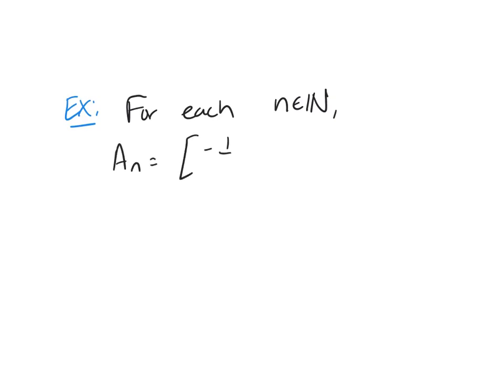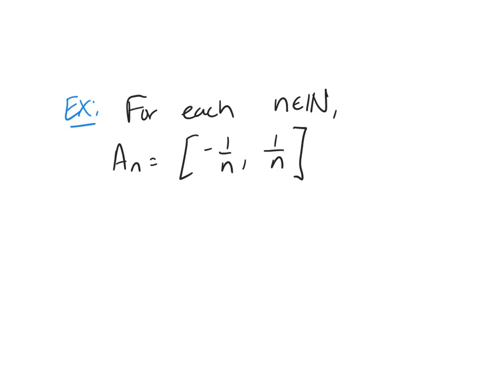So now let's look at some examples involving intervals. So let's start with our first one. For each n in the natural numbers, I'm going to define A_n to be the interval -1/n to 1/n, including those endpoints.